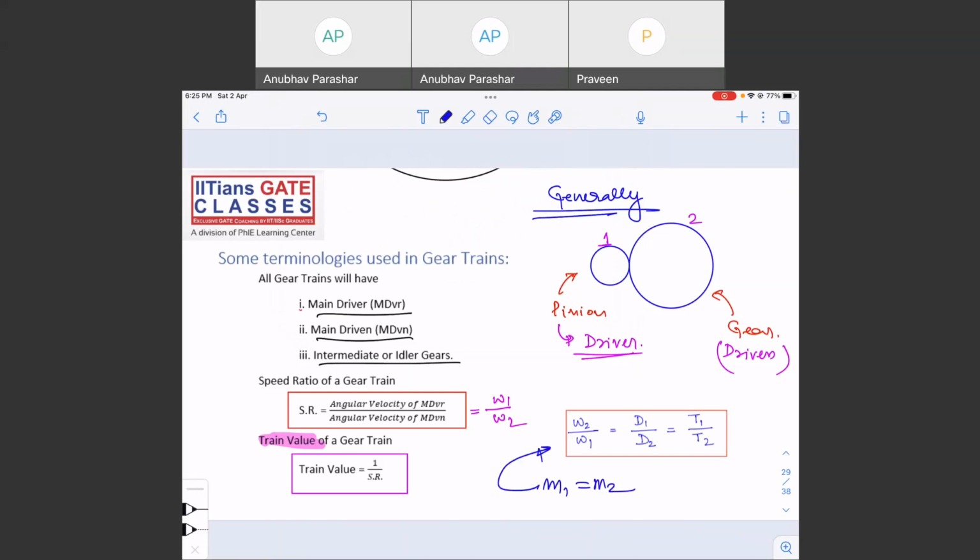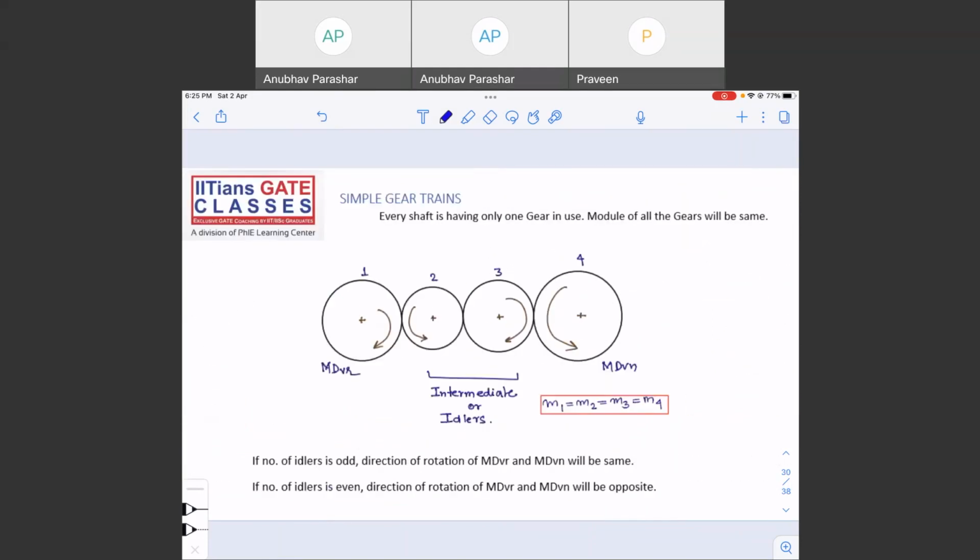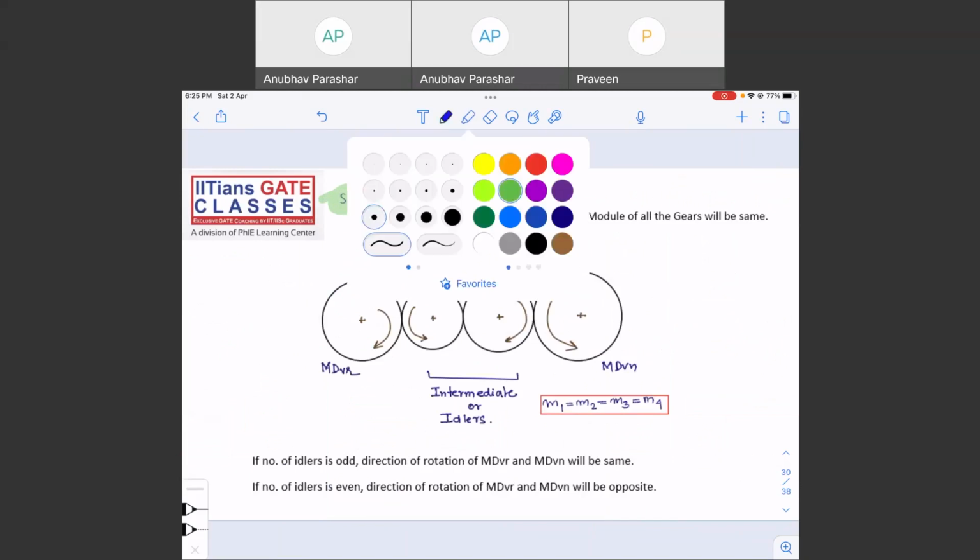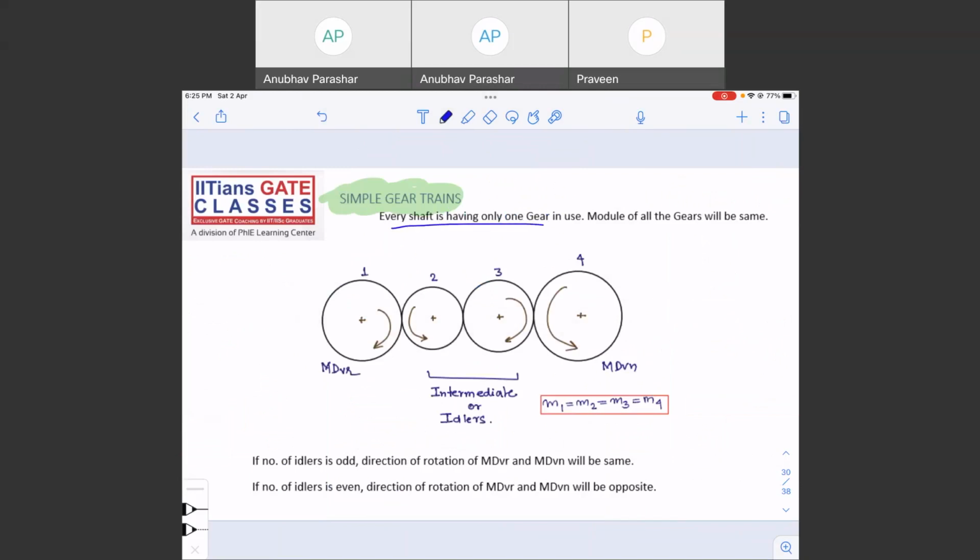This is very important with respect to gear trains. So let us enter. The first thing we are going to see is simple gear trains, right? Now every shaft is having only one gear in use.